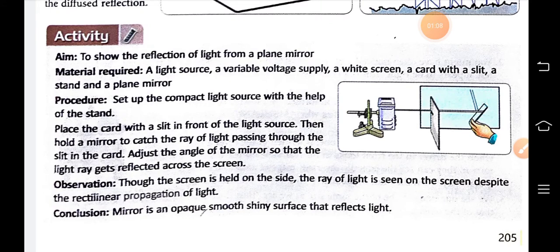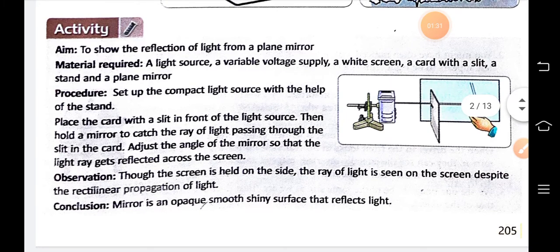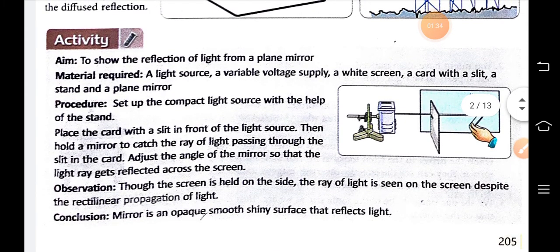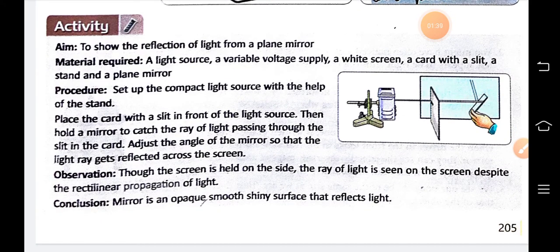Then hold a mirror to catch the ray of light passing through the slit. Adjust the angle of the mirror so that the light ray gets reflected across the screen. What do you observe? Though the screen is held on the side, the ray of light is seen on the screen despite the rectilinear propagation of light. And our conclusion is: a mirror is an opaque, smooth, shiny surface that reflects light.